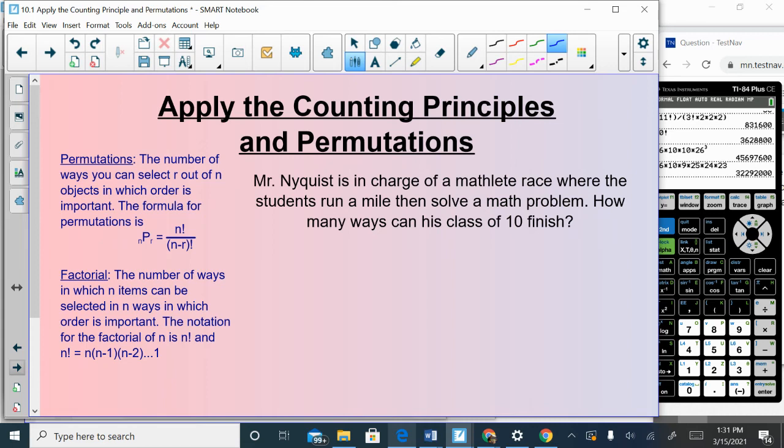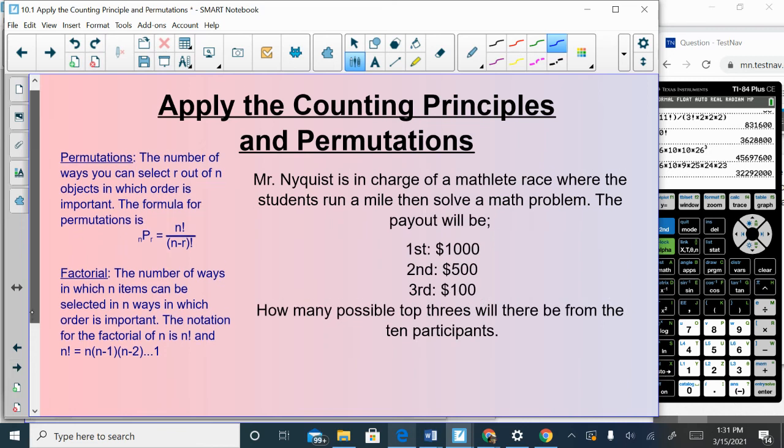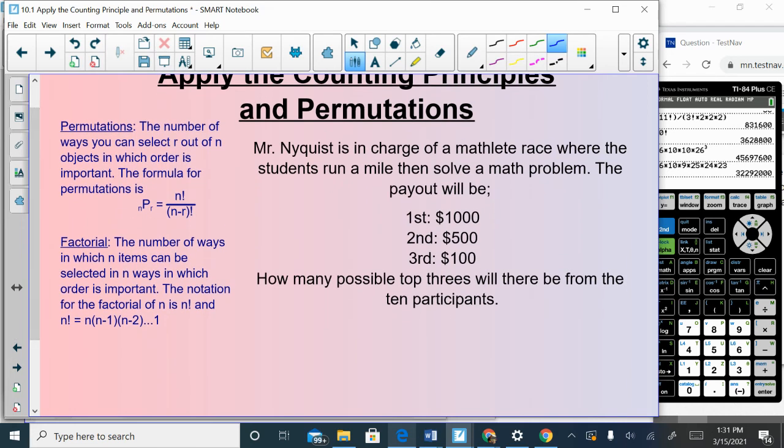Because we want to know how many ways all 10 of the classmates can finish, we can actually solve this problem just by using factorial. It'll just be 10 factorial. We have 10 objects, in this case people. We want to organize all 10 of those objects. So that would be permutations. But I could change this problem a little bit and easily write a permutation problem instead of a factorial problem.